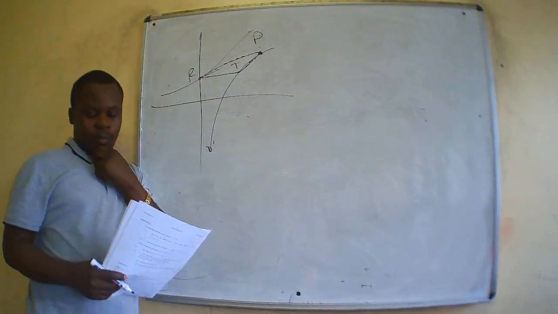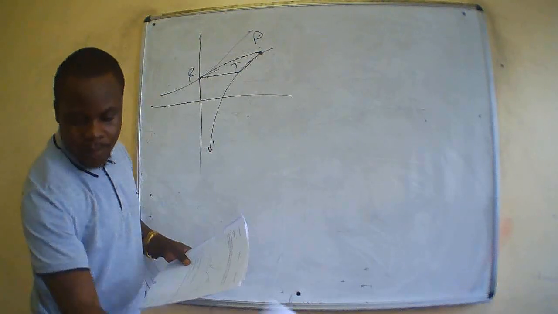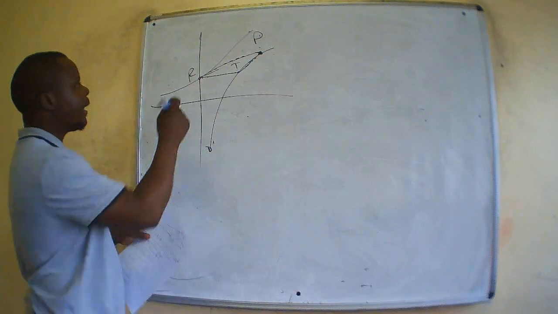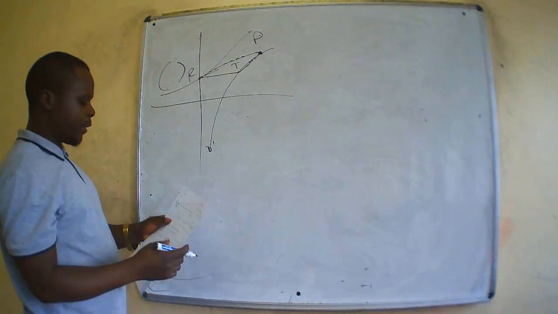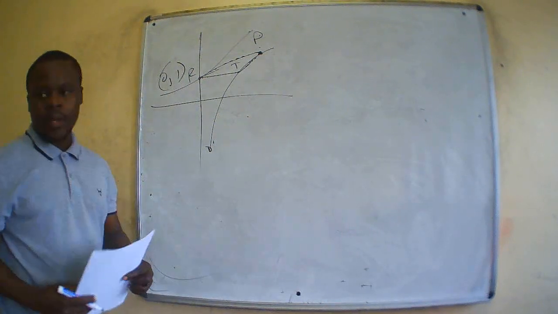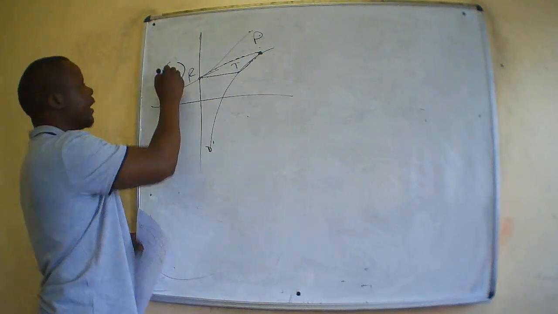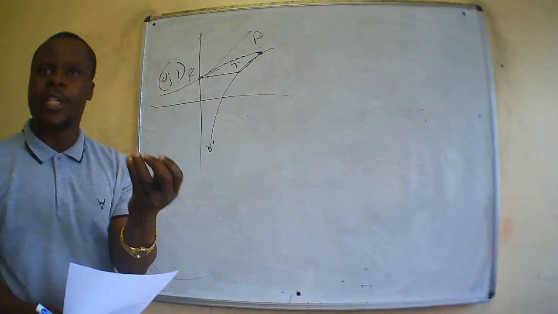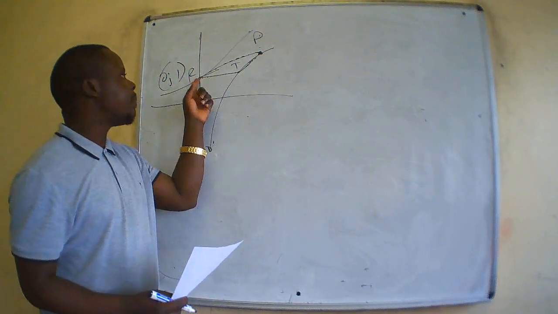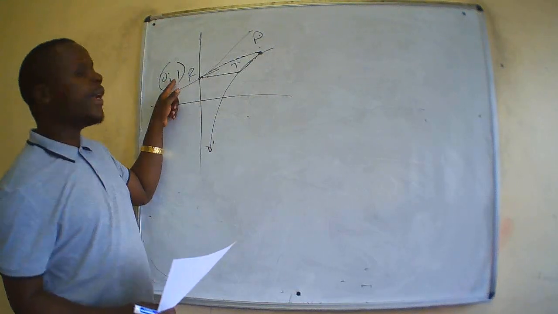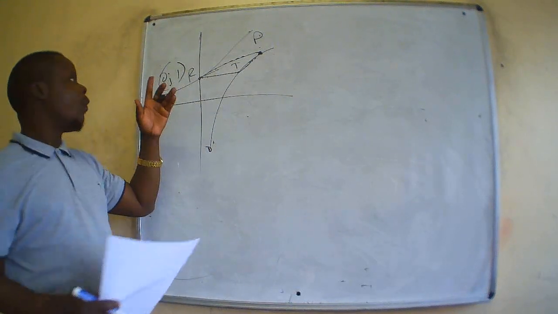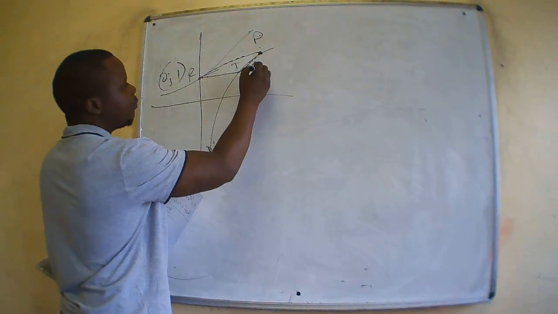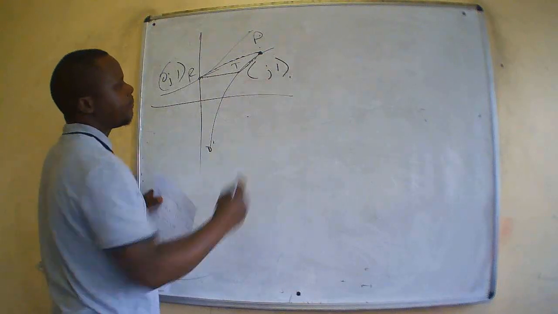So far, what do we know? We know the coordinates of R, which are given as (0, 1). These are the coordinates of R. Then, what about the coordinates of T? What we know about T is that this line is parallel to the x-axis, which means the same y value we have here is the same y value for T. So our T has a y value which is also equal to 1.